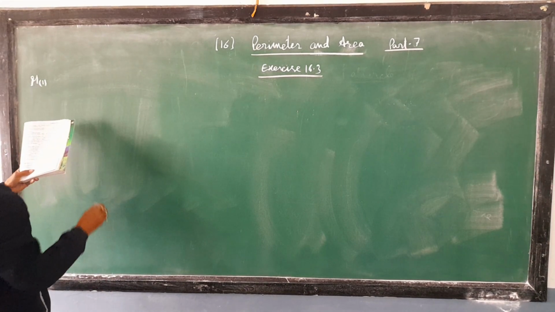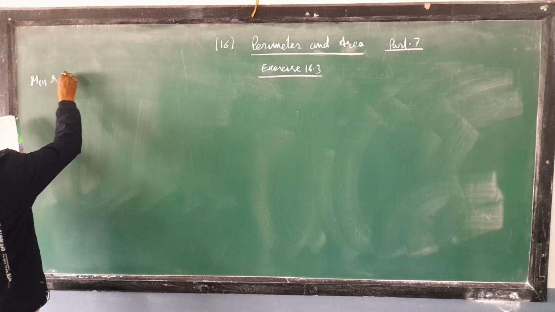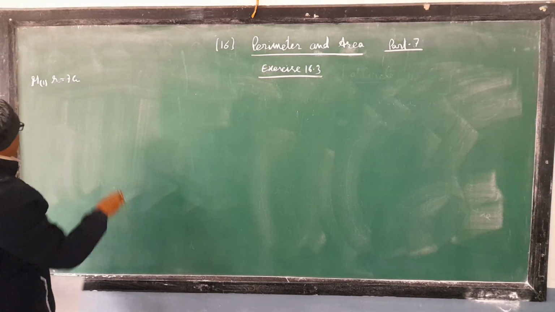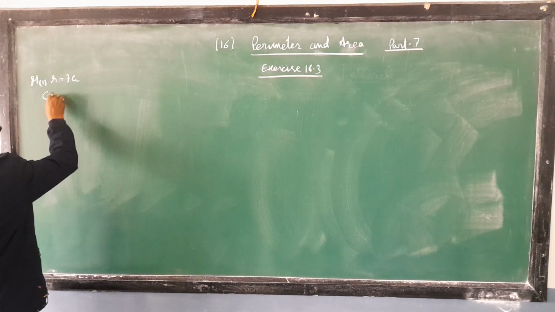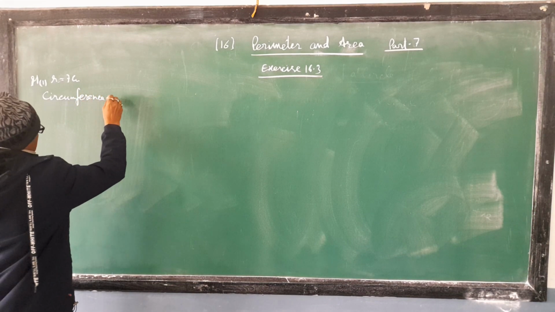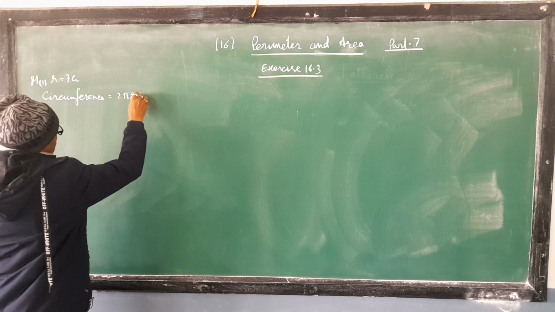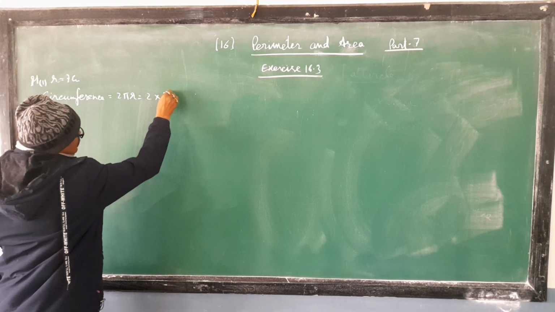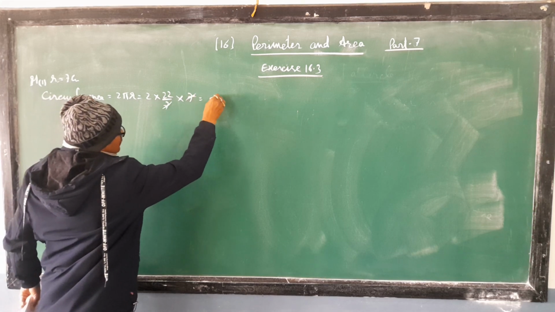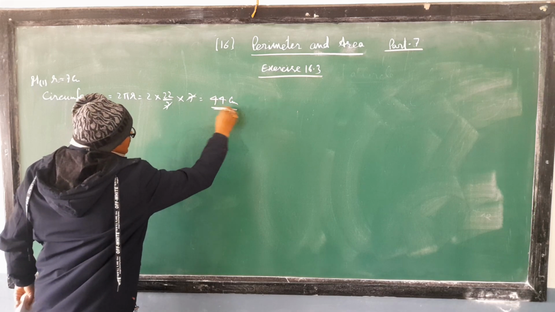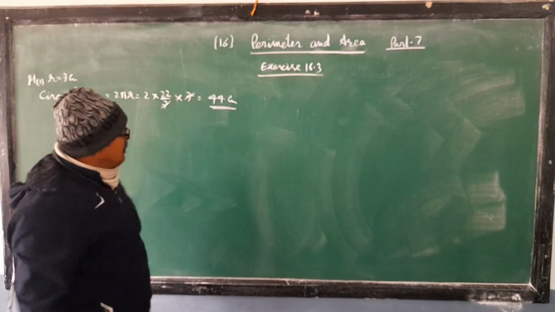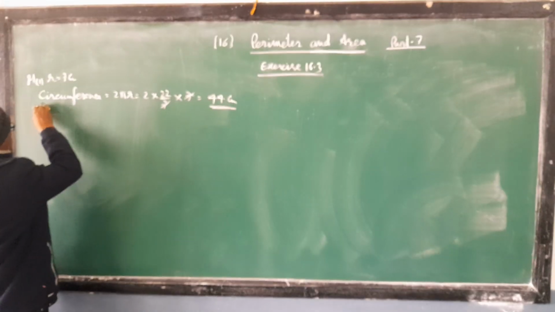In this, the radius is given, r is equal to 7 cm. They are asking to find the circumference. Circumference is equal to 2 pi r, 2 into 22/7 into 7, cancel, 44 centimeter is the circumference. Circumference is the length of the boundary of the circle. This is 44.